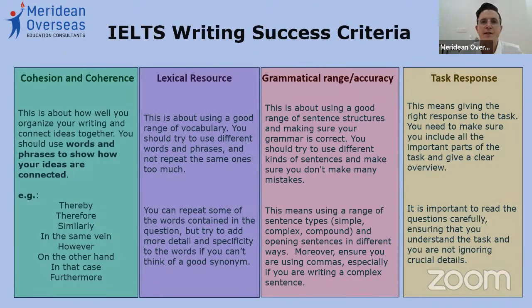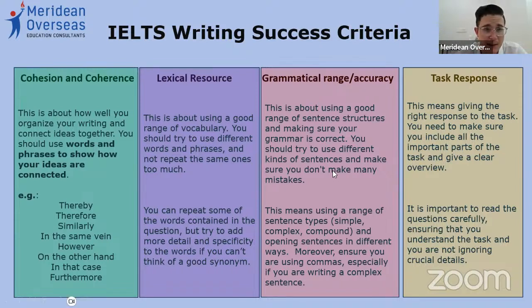Right, we're going to get straight into the writing now. It's very important that you understand what the 4 main marking criteria are that IELTS examiners look at when it comes to assessing your writing. You have the 4 main headings. You've got cohesion and coherence, lexical resource, grammatical range, and task response.